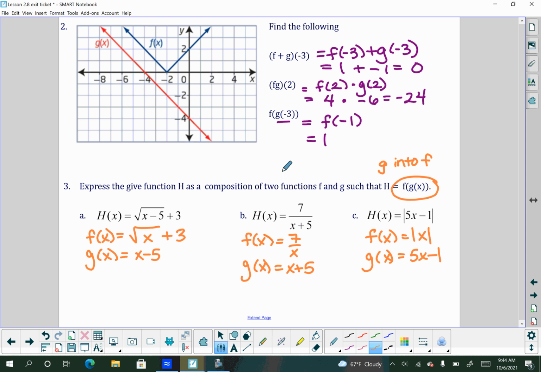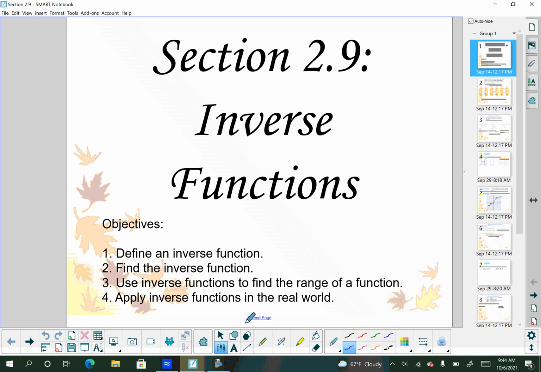All right, I have a 2.9 worksheet for you, the big ideas. So give me a second. All right.